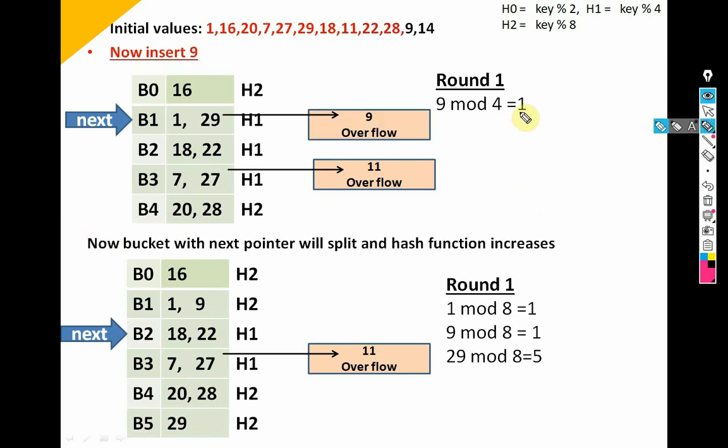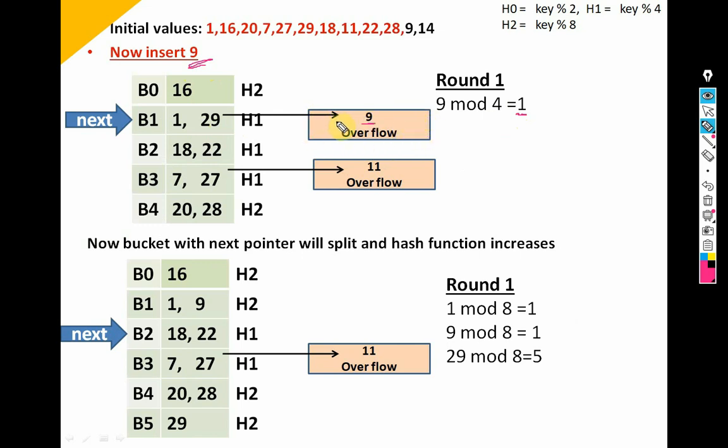Now I am taking a value 9 to insert. So 9 mod 4 is nothing but 1. So 9 is to be placed in the first bucket. First bucket is already full with 2 values. Overflow occurred, and hence I placed 9 here.